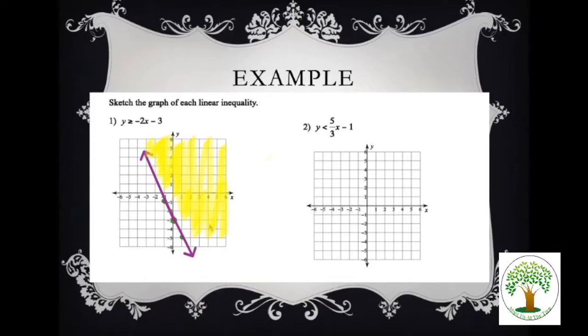All right, number 2. I've got -1, and I'm going to go up 5 and over 3. 1, 2, 3, 1, 2, 3, 4, 5. Up 1, 2, 3. Right there. Okay, so you just get your finger, down 1, up 1, 2, 3, 4, 5. Over 1, 2, 3. And I'm going to draw my line. Is it going to be dotted or solid? Dotted.